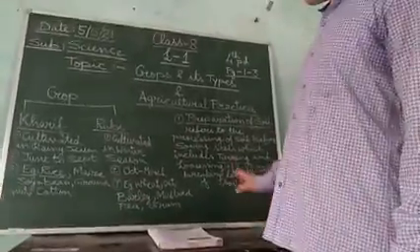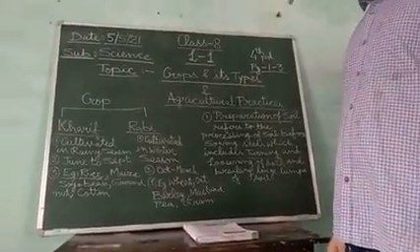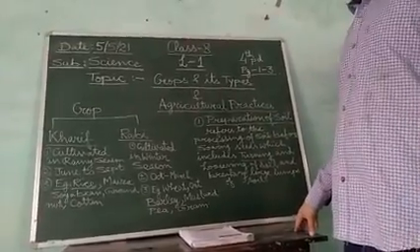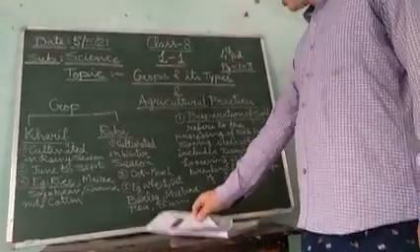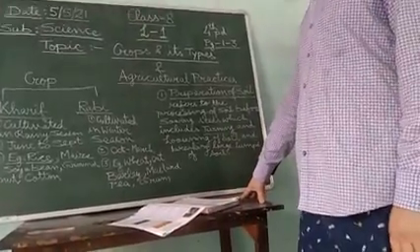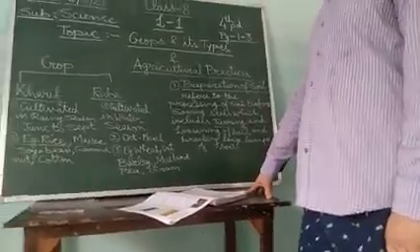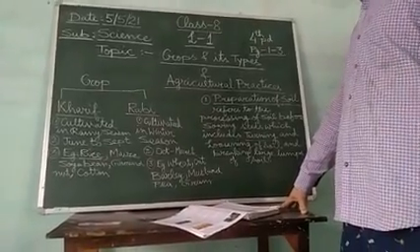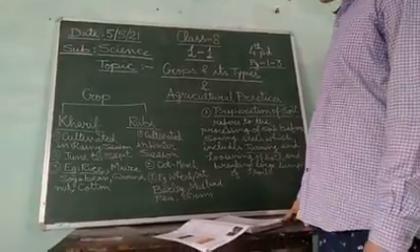Now, what are the various agricultural implements or tools which are used by the farmer during the preparation of the soil? I am telling you the names of some of them: the plow, the cultivator, the hoe and the leveler. So these are the various agricultural tools which are used by the farmer during the preparation of the soil.